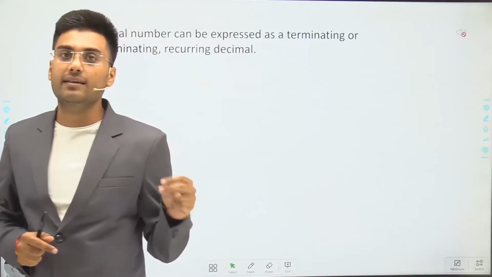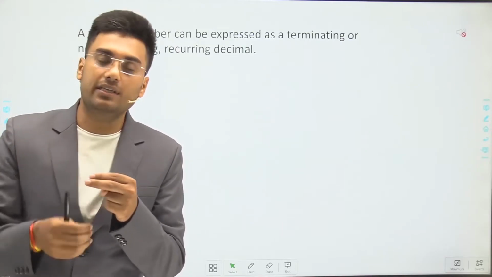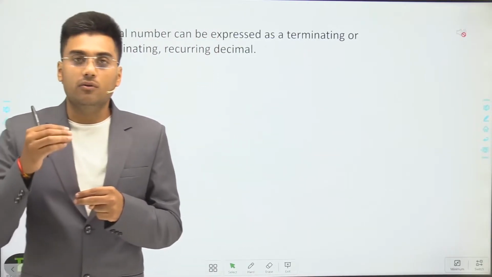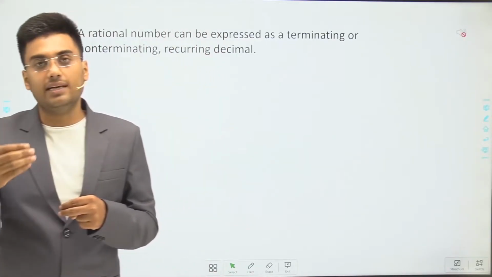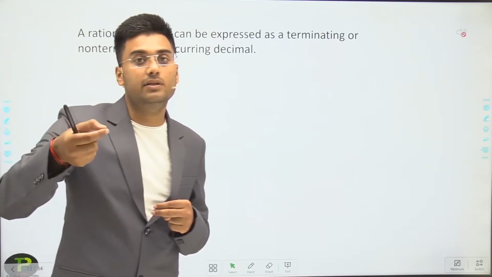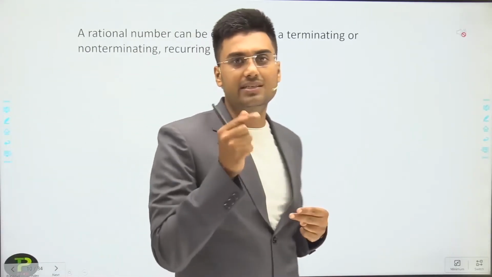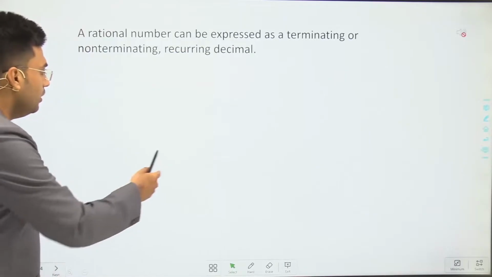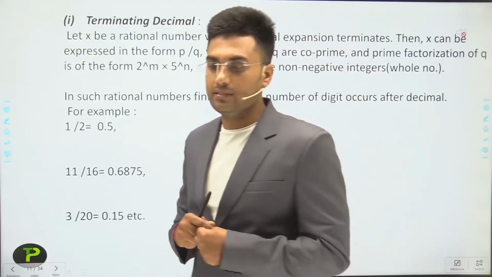We see that their decimal form does not terminate but repeats after some digits. In some examples, one digit repeats, in some examples two digits, and in some examples 4 or 5 digits repeat. So we say that these types of examples are non-terminating but recurring decimals or repeating decimals. So we have two types of decimal representation: terminating decimals and non-terminating decimals. Let's define what the terminating and non-terminating decimals are.